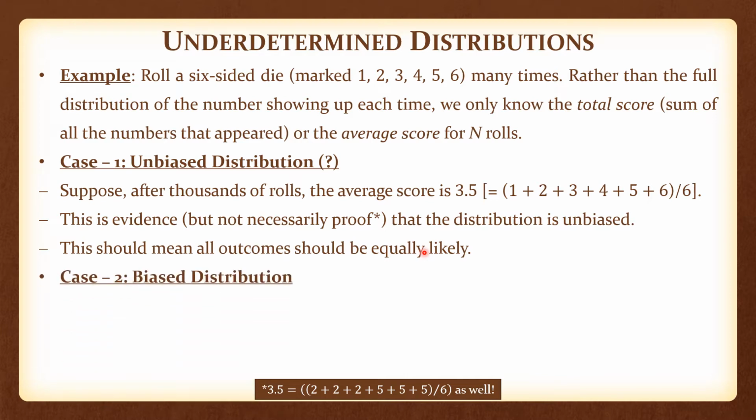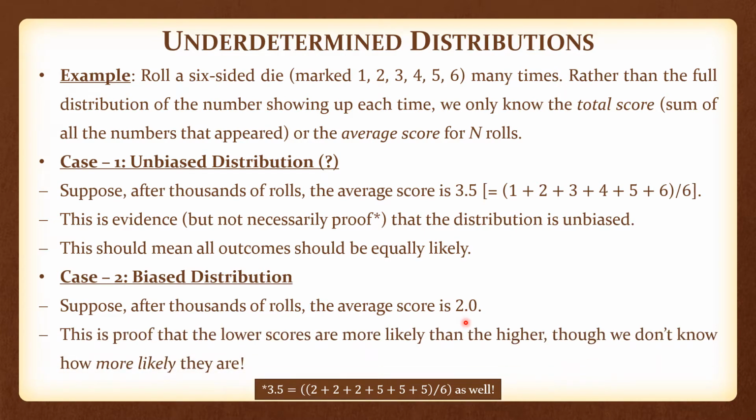Let us see if applying S equal to this expression results in this. The second example, let us take a biased distribution. Suppose after thousands of rolls, the average score is 2, which clearly is evidence and proof that the distribution is biased. This is proof that the lower scores, which are 1, 2, and 3, are more likely than the higher scores, which are 4, 5, and 6.